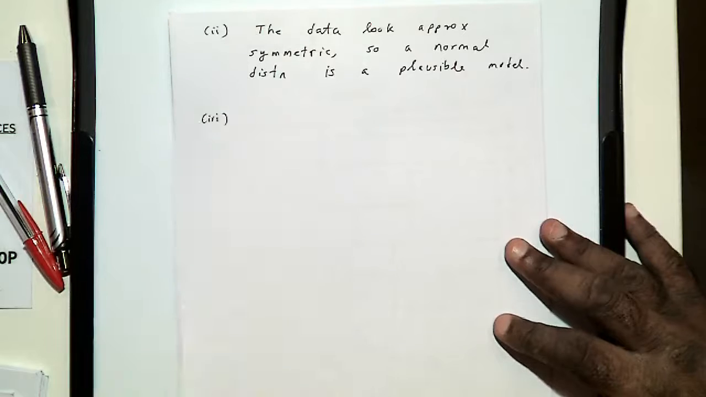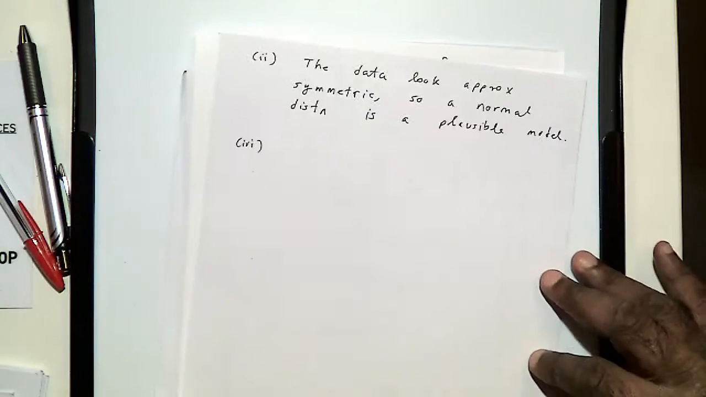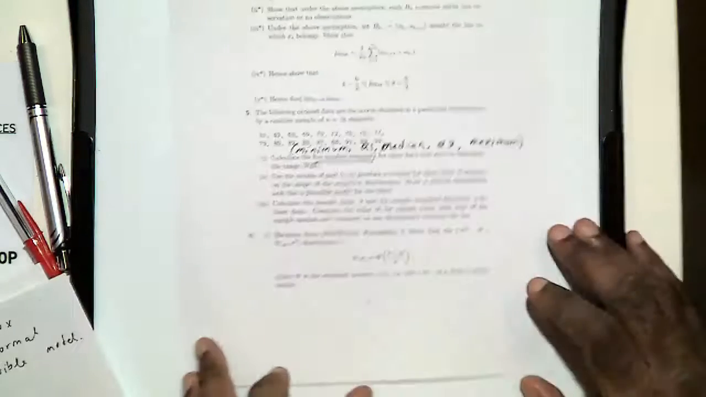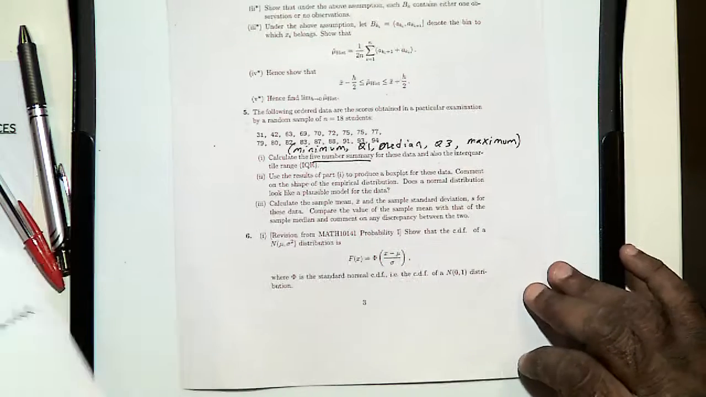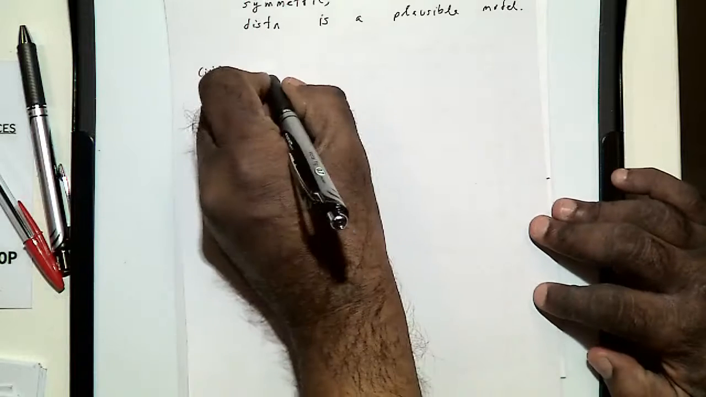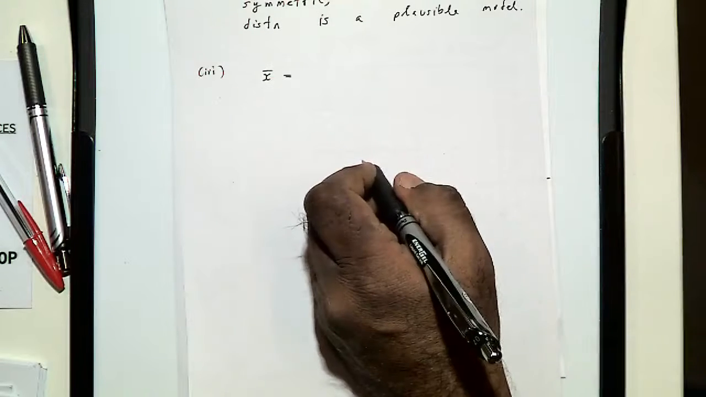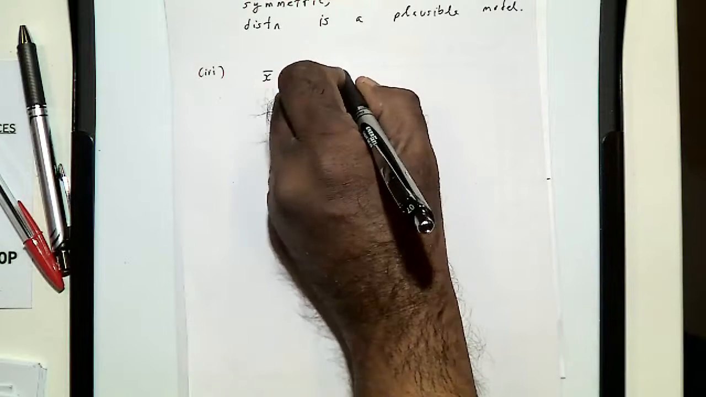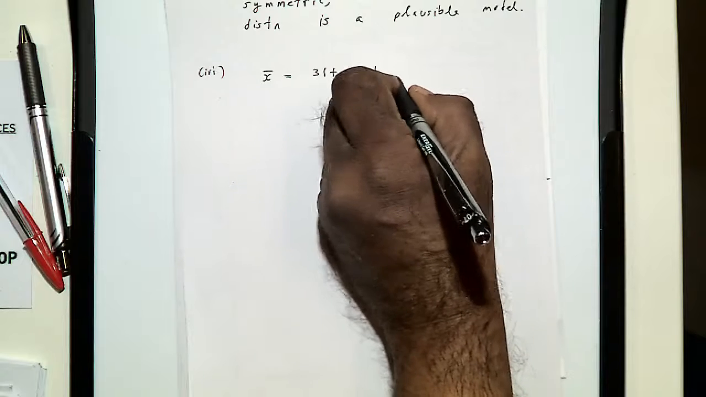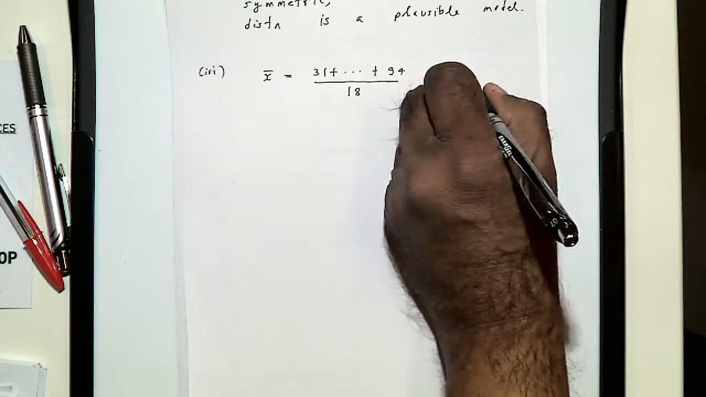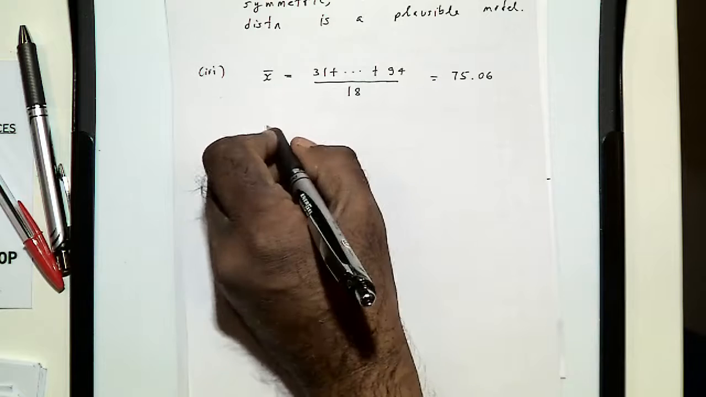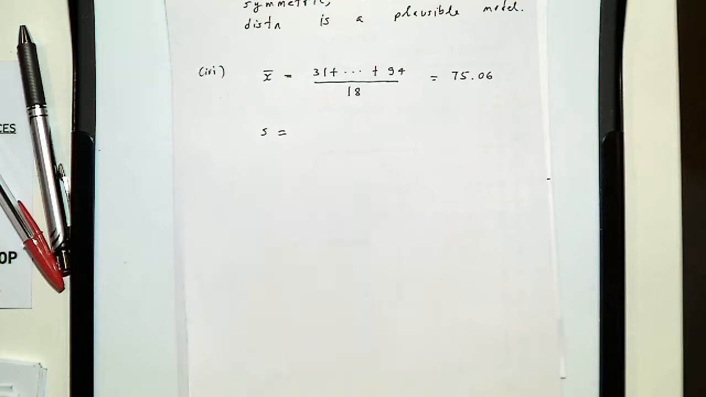Right. Question 3 is asking you to calculate the sample mean and the sample standard deviation. I'm going to do this quickly because I'm sure all of you know how to. Remember, the sample mean is just what you do is add up all the data points and divide by the number of data points, which is 18. So if you do that, you will get 75.06.